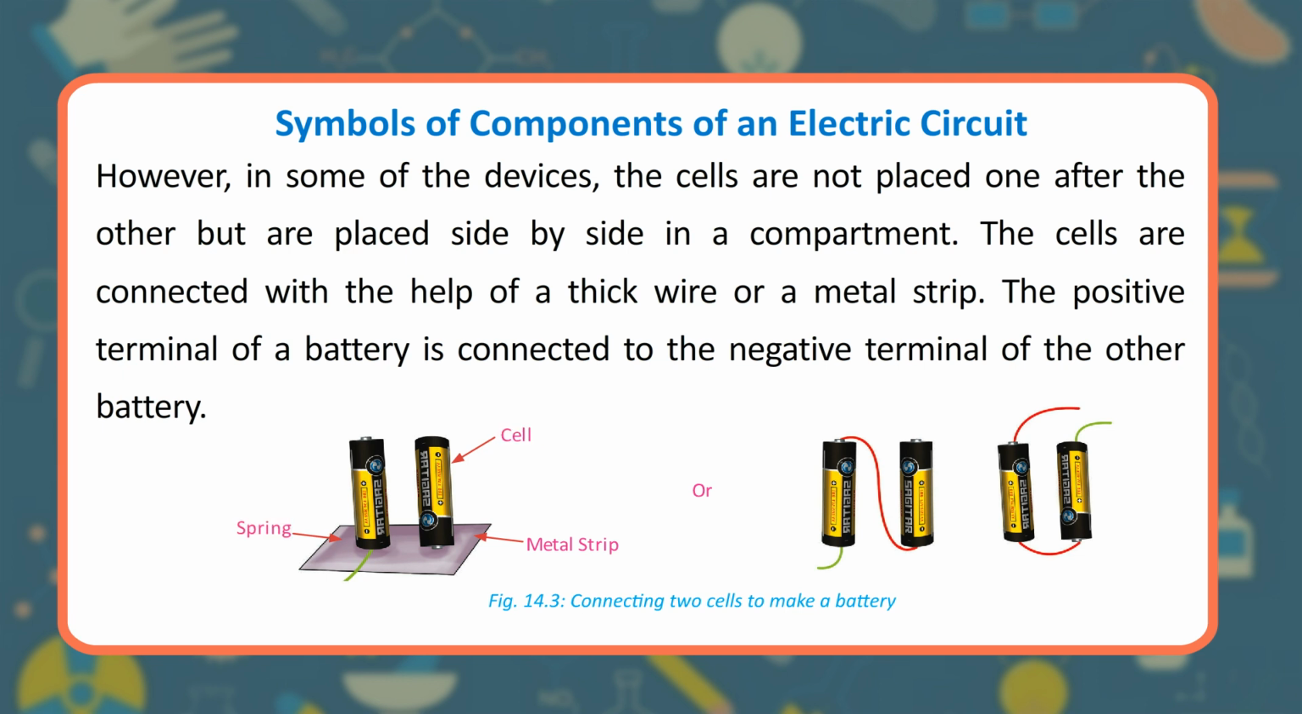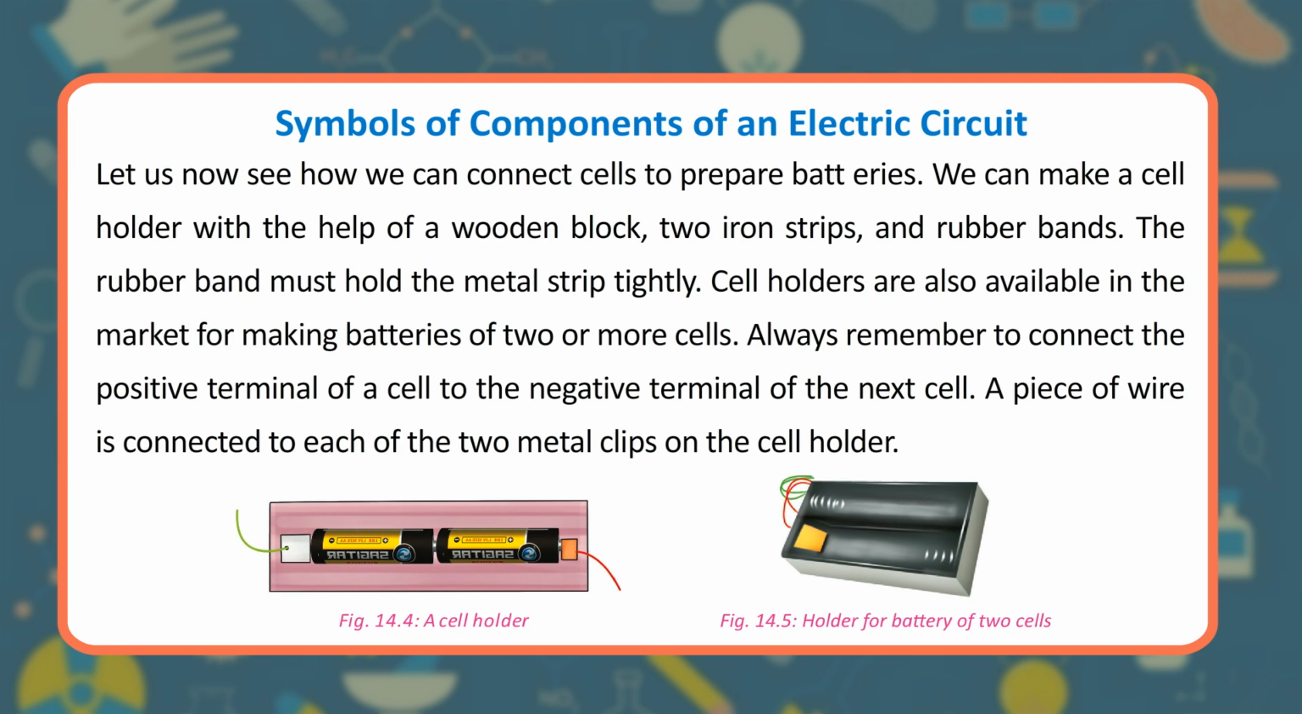Spring. Cell. Metal strip. Let us now see how we can connect cells to prepare batteries. We can make a cell holder with the help of a wooden block, 2 iron strips, and rubber bands. The rubber band must hold the metal strip tightly. Cell holders are also available in the market for making batteries of 2 or more cells. Always remember to connect the positive terminal of a cell to the negative terminal of the next cell. A piece of wire is connected to each of the 2 metal clips on the cell holder. A cell holder. Holder for battery of 2 cells.